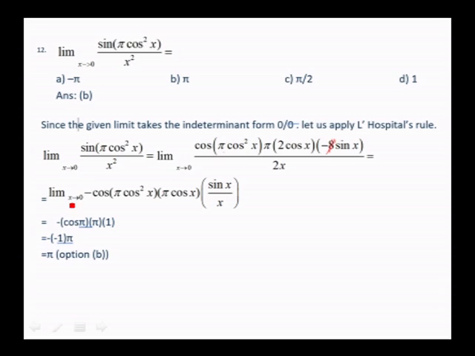If you allow x to tend to 0, it is minus cos pi into pi into 1, because cos square x becomes cos 0, that is cos pi. This is pi into cos 0, that is pi, and sin x by x as x tends to 0 is 1. So the answer is minus of cos pi into pi, but you know that cos pi is minus 1. So minus of minus 1 into pi means pi is the answer. So the answer is option B.